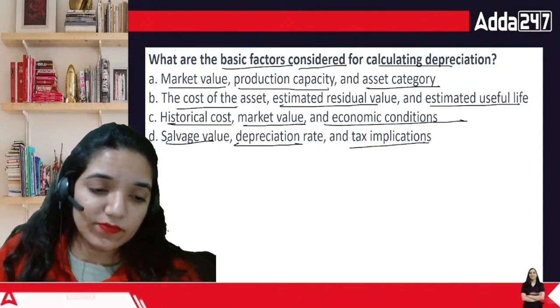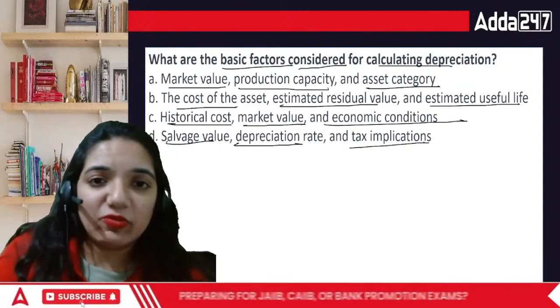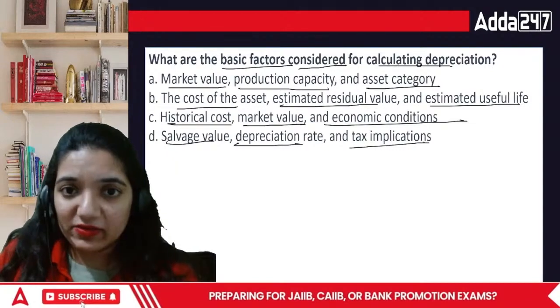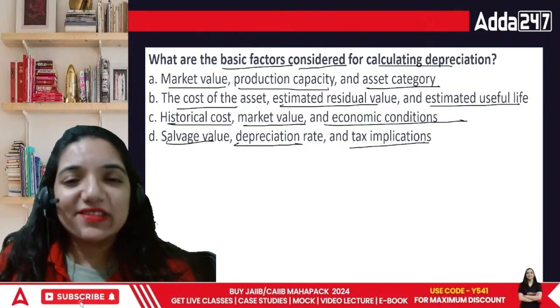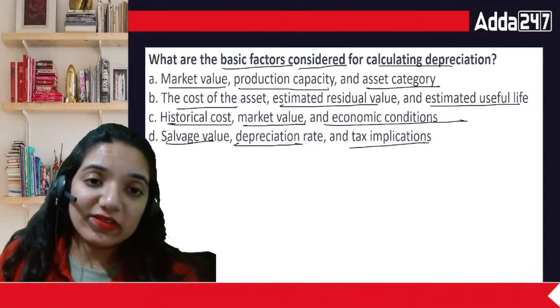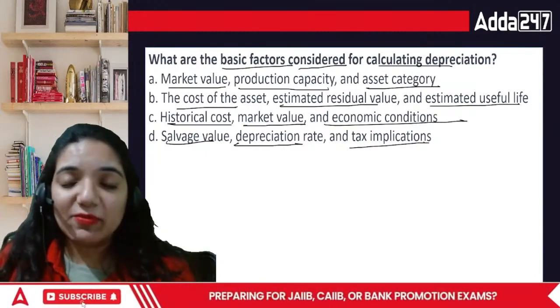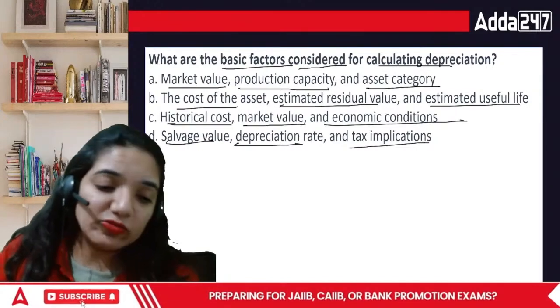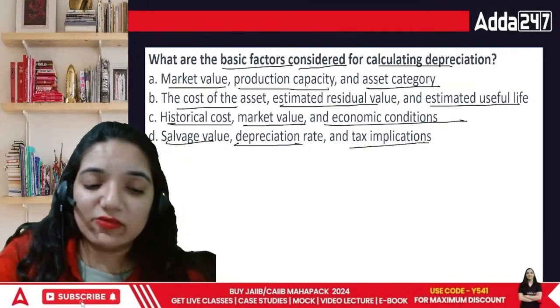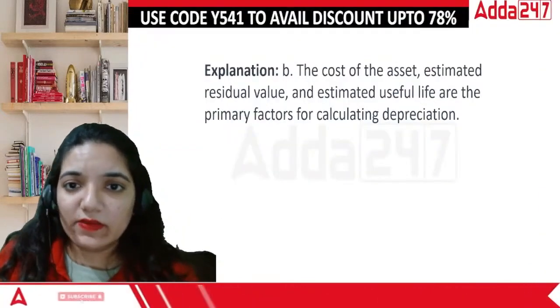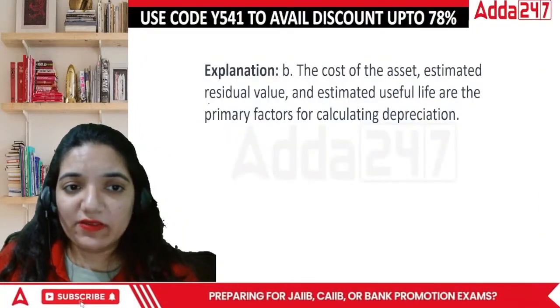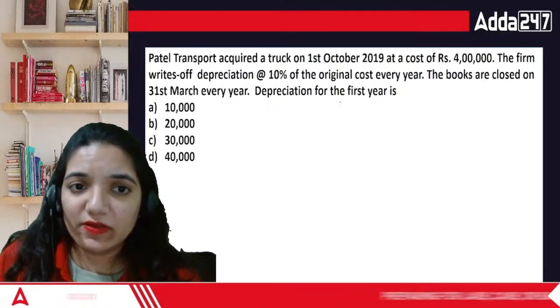Now, when we are considering what the basic factors are for calculating depreciation, it is basically to know the value of the asset. The higher the value of the asset, the higher would be the amount, then the estimated residual value and estimated useful life. In this case, the correct answer would be B: the cost of the asset, estimated residual value, as well as the estimated useful life.